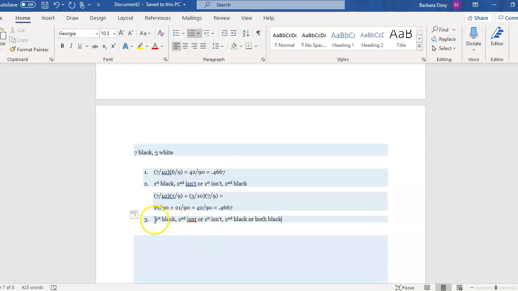Let's notice that we already figured out what this stuff right here is in question 2. It's the calculation we just did. Now, for the sake of accuracy, I am going to put the 42 over 90 instead of the 0.4667. So 42 over 90 is what the answer is to this part right here. Our OR tells us plus. Now, both black, we actually already know the answer to. That was number 1, the probability that both of them were black. That too was 42 over 90. So I want to add together 42 over 90 and 42 over 90, which is 84 over 90.